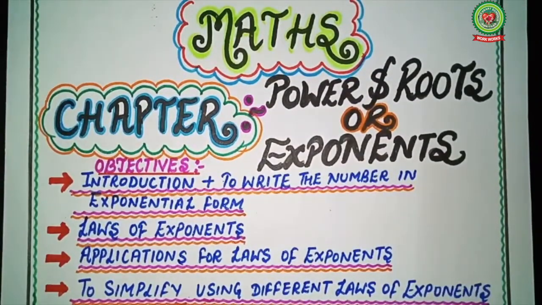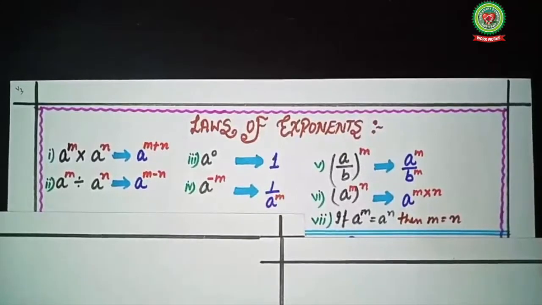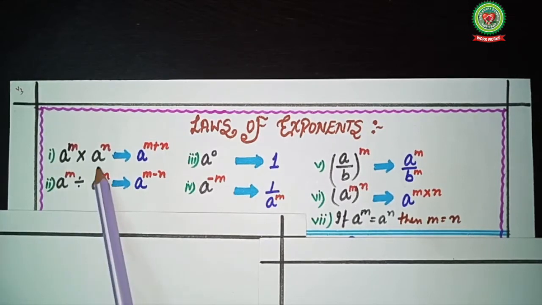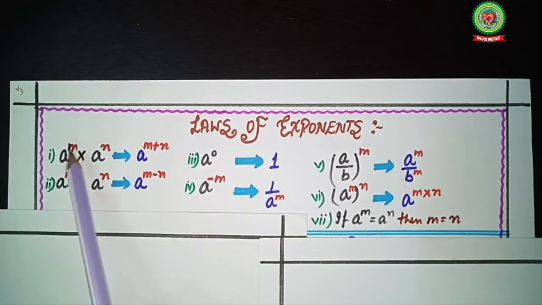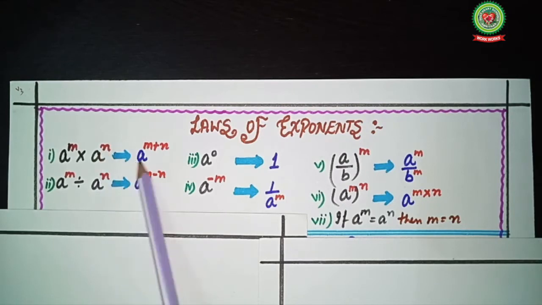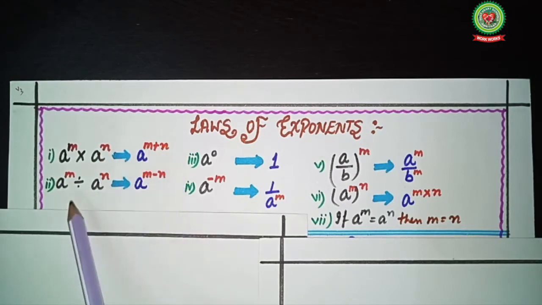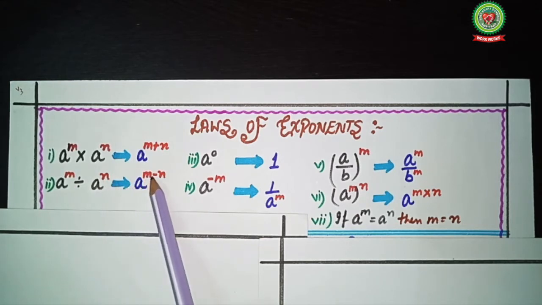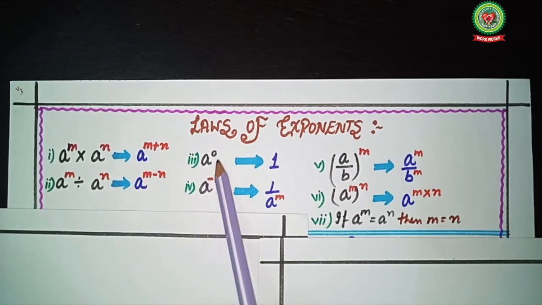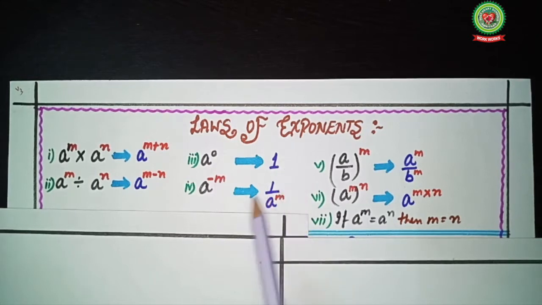So let's get started. Before starting the questions, we will quickly recall all the laws of exponents. Here we have the first law: a raised to power m multiplied by a raised to power n is equal to a raised to power m plus n. a raised to power m divided by a raised to power n is equal to a raised to power m minus n. a raised to power 0 is equal to 1. a raised to power minus m is equal to 1 upon a raised to power m.